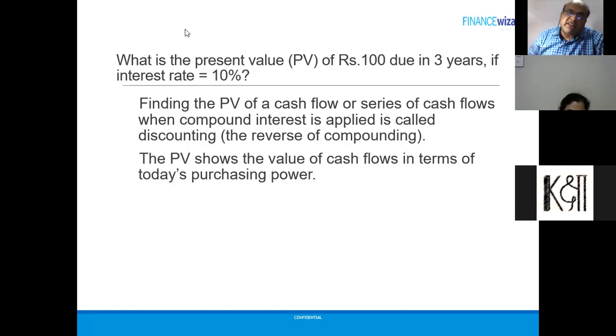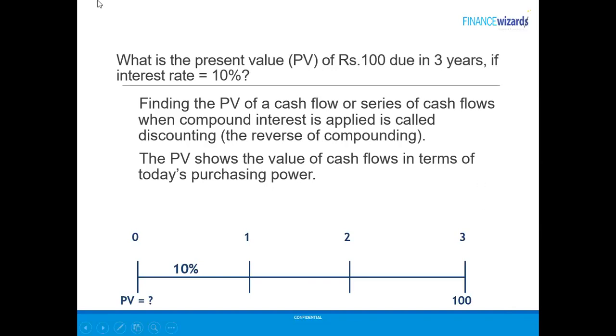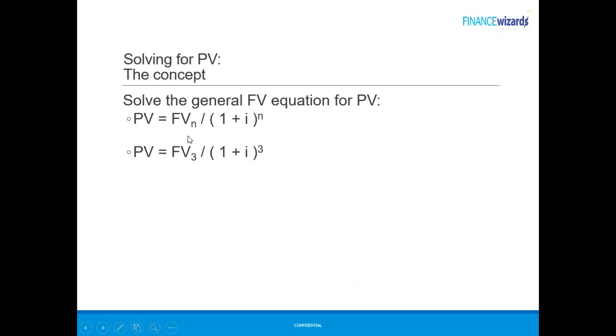What does PV show you? The present value shows the value of cash flows in terms of today's purchasing power. When we are talking about present value, it tells you that whatever amount you are going to get in future, what is the value in today's purchasing power? So PV will look something like this. 100 rupees you are going to get after 3 years. You want to calculate the value today. So what is the value today? That will be displayed by the formula of PV in mathematical terms, arithmetic. We solve it like this.